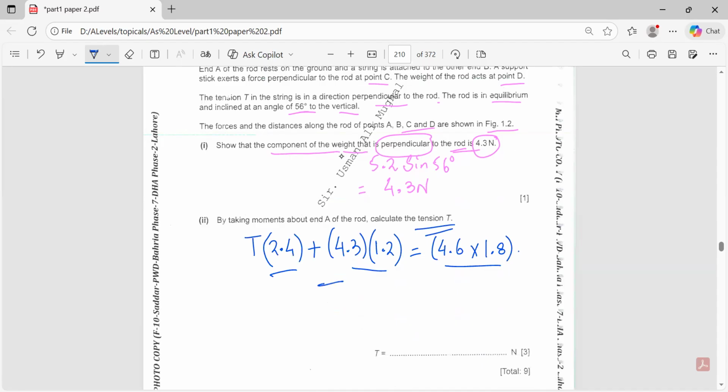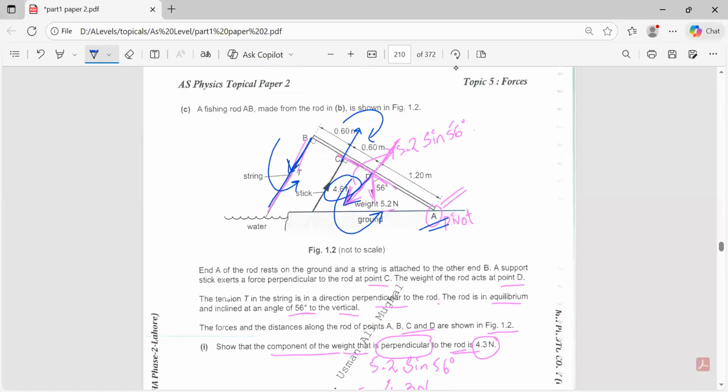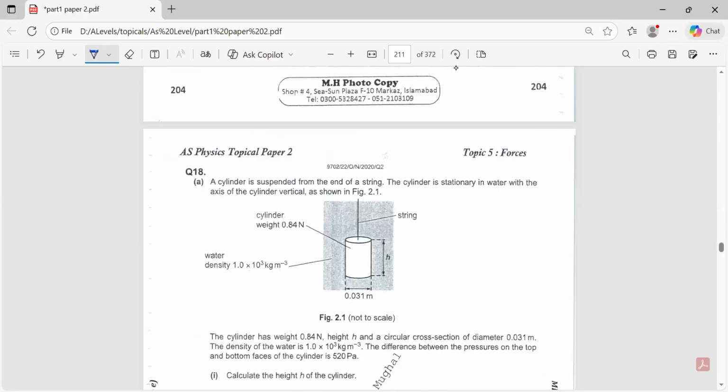So what will be the tension we are going to get? The tension in this specific case will be equivalent to 1.3 Newton. So this much tension will be equal to 1.3 Newton. Yes, is this fine to everyone? Okay, let's move up to the next question.